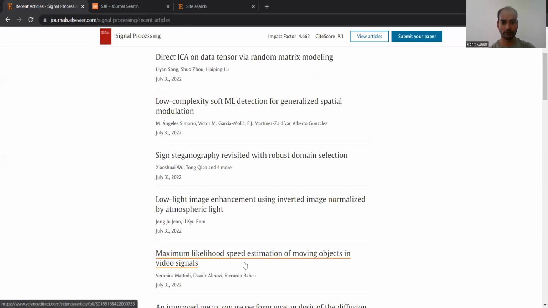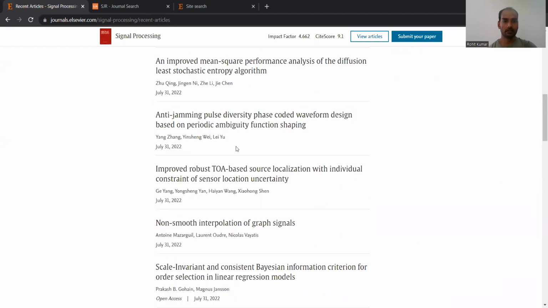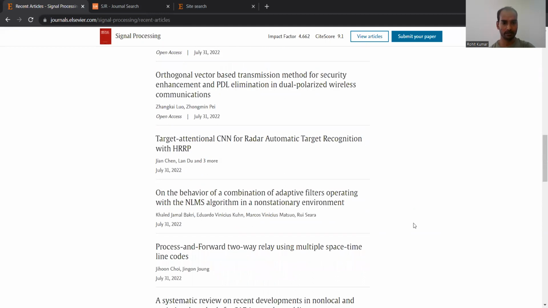Then if you move on, video signal processing, then anti-jamming pulse diversity rate, waveform based design, and the periodic ambiguity function shaping. Additionally, if we go down, you can see the non-stationary environment based focus of different sorts of research, including the combination of adaptive filters.